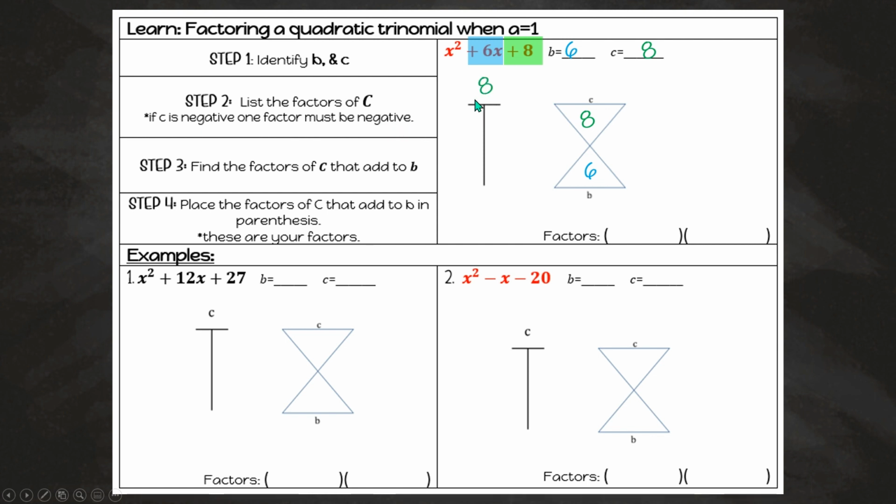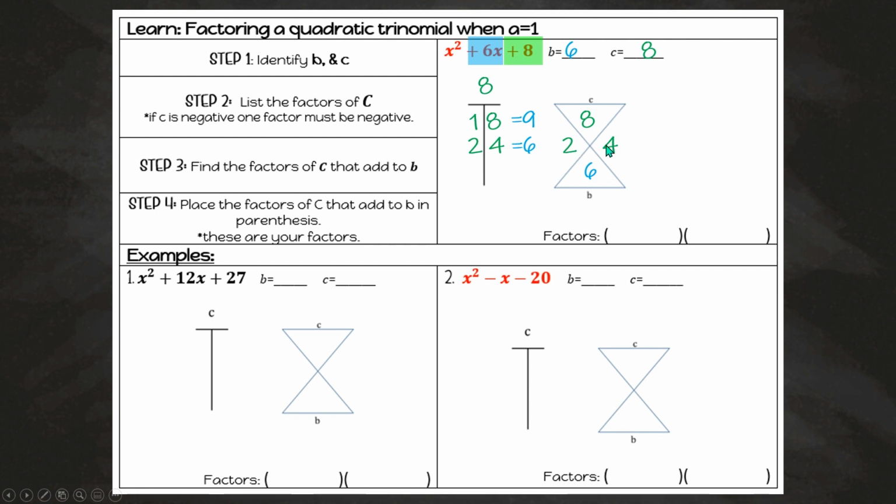Okay, so we're going to use a t-chart in order to find all the factors of 8. So we have 1 and 8, 2 and 4. So 1 plus 8 is equal to 9. 2 plus 4 is equal to 6. So which one of these gives us our b term of 6? Well, that would be the 2 and the 4.